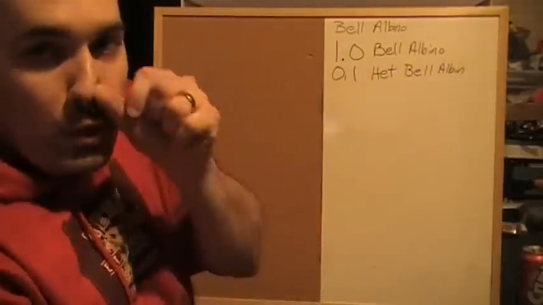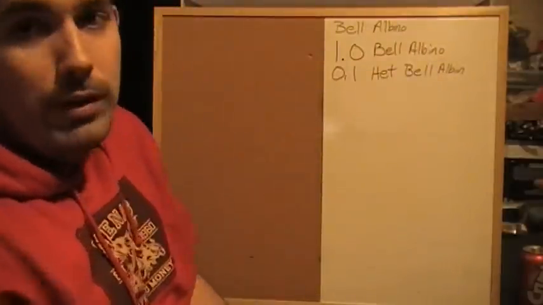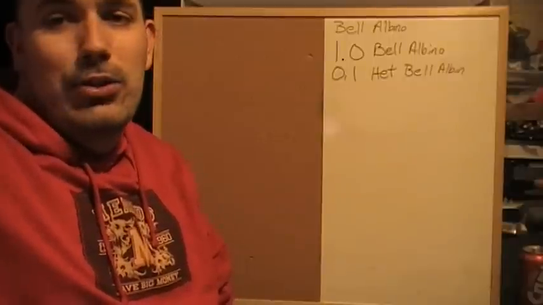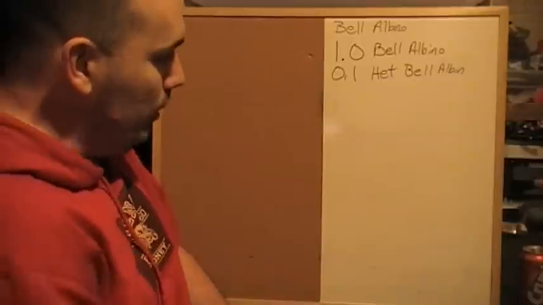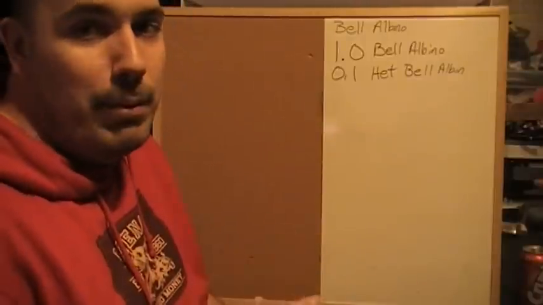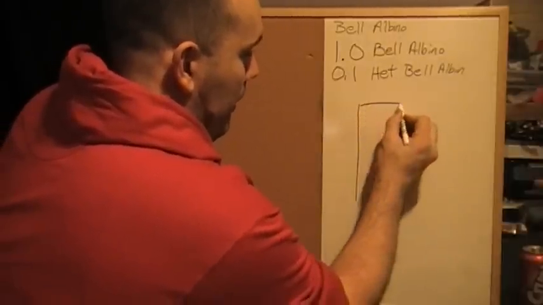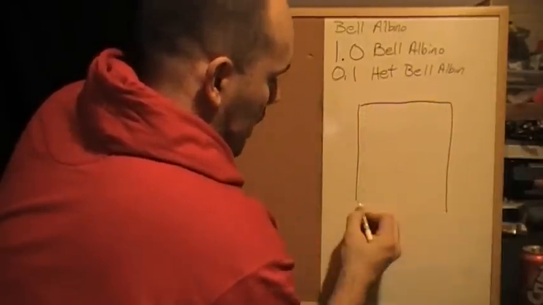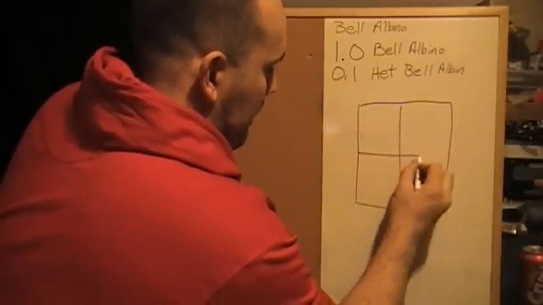So now you need 2 copies of the gene of Bell albino to create it. And I'm sorry, you're hearing some males wiggling their tail back there if you guys heard that. So what we're going to do is make a simple Punnett square. And this is very simple. You guys can figure it out at home. It is just a square like this.